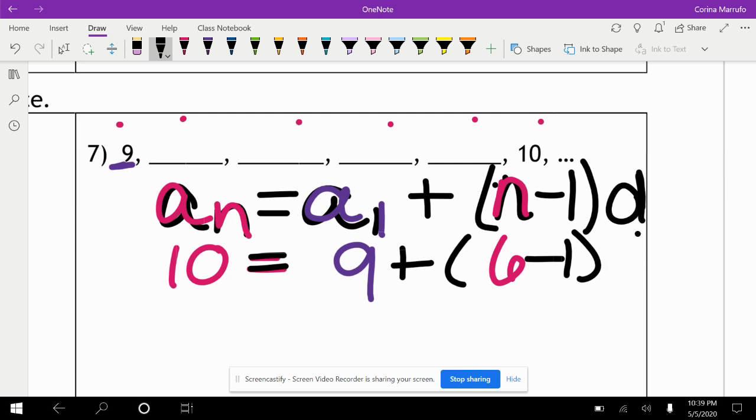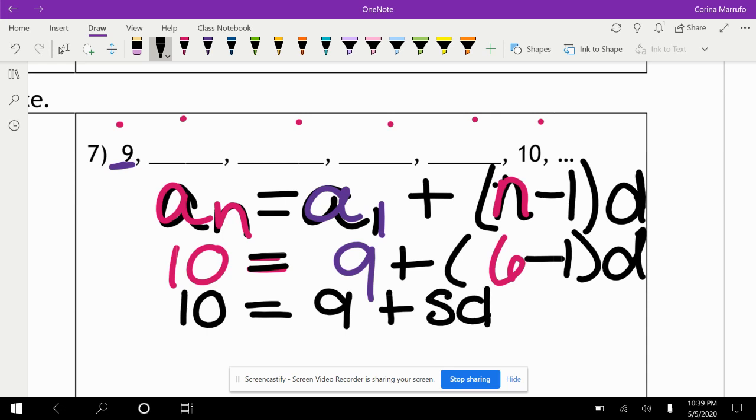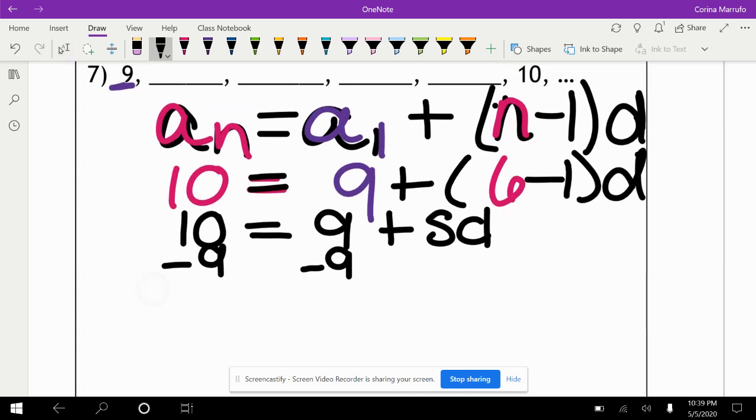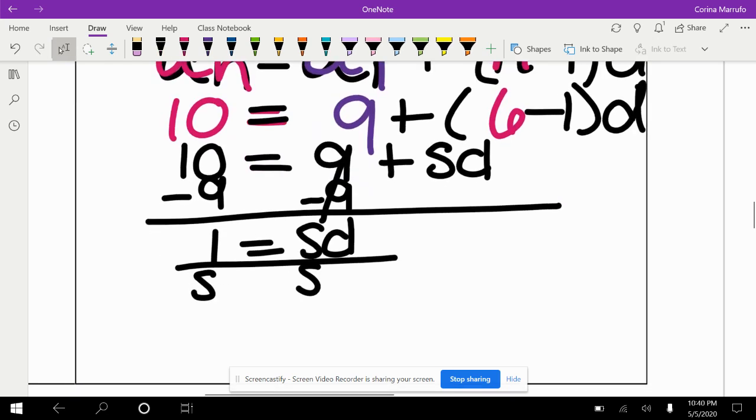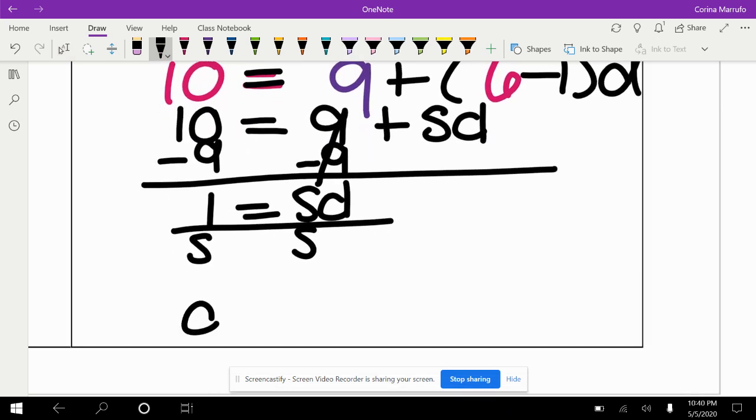And then the common difference, we don't know what that is. That's what we're trying to figure out. So 10 equals 9 plus 6 minus 1, which gives you 5 times d. Then we start solving for d. We need to move the 9 to the other side of the equal sign. So 10 minus 9 gives us 1, and this gives us 5 times d. Our last step is to divide by 5, and that gives us a common difference of 1/5.